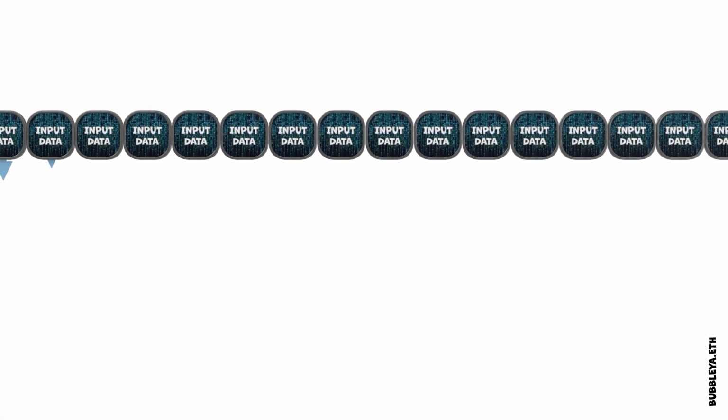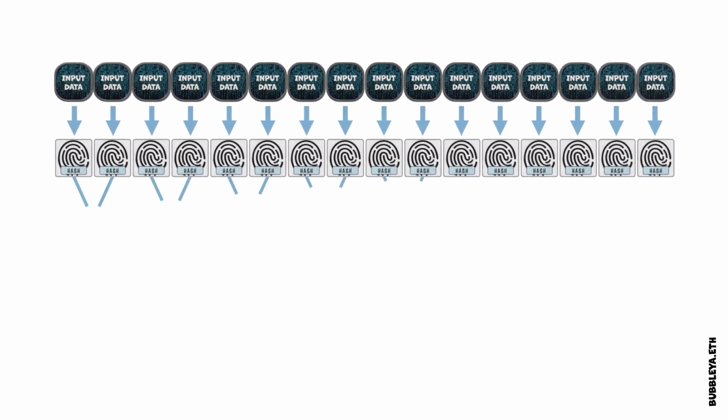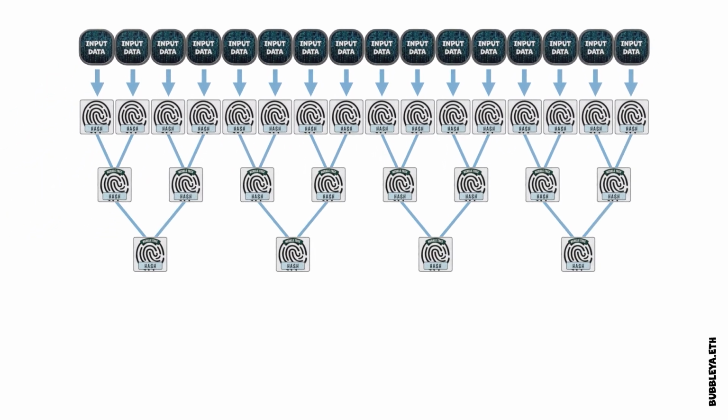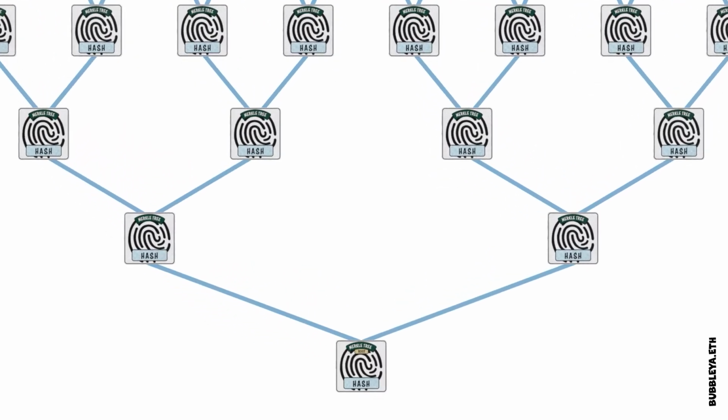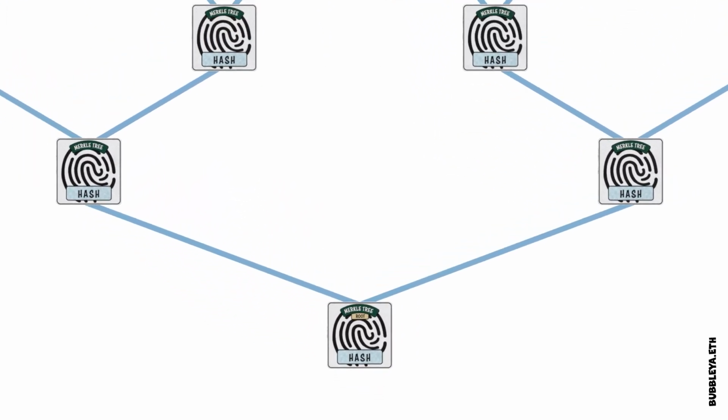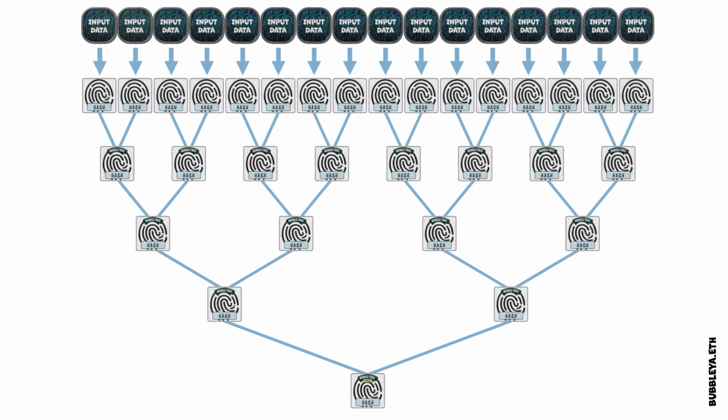The result of all this hashing is the binary tree, which consists of the computed hashes and the root at the bottom. It is essential to understand that if only one of the input data at the top of the tree changes, its hash and the whole branch down to the root change, too.